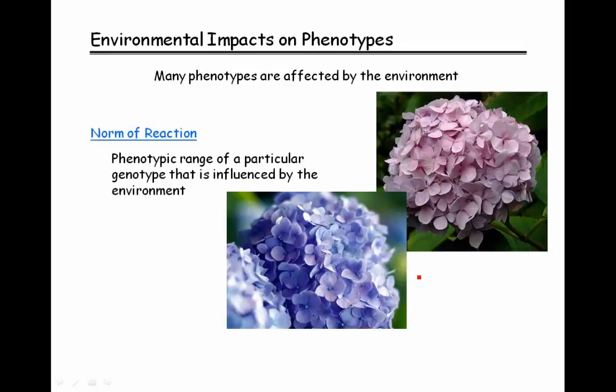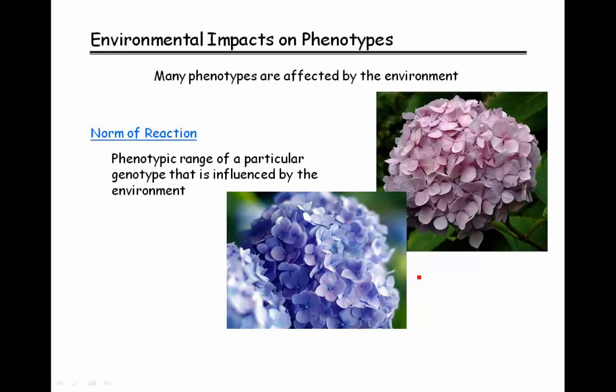So in this example, the pictures that you see here, these are hydrangea flowers. And hydrangea flowers, at least the older varieties, are very definitely influenced by the soil that you plant them in. If you plant a plant in acidic soil, it produces a certain color of flower. If you dig it up and move it to a basic soil, it produces a different colored flower. So you've got the same plant that's changing the color of the flowers that it produces depending on its environment. So phenotypes can be affected by the environment.